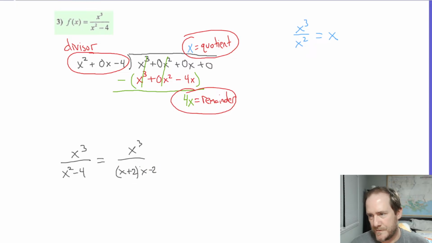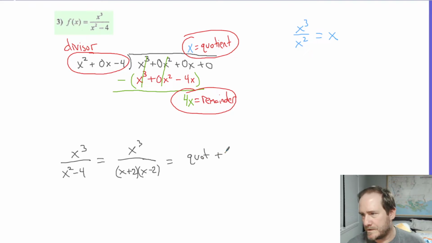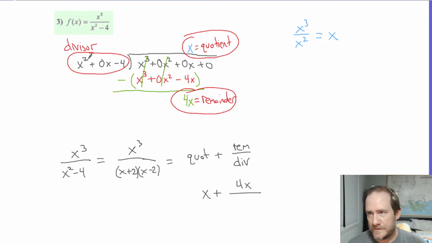And the third form that we are often going to want to consider is this form where we re-express the function as the quotient plus the remainder over the divisor, which means for this problem the quotient is just x plus the remainder, which is the 4x divided by the divisor, the x squared minus 4.